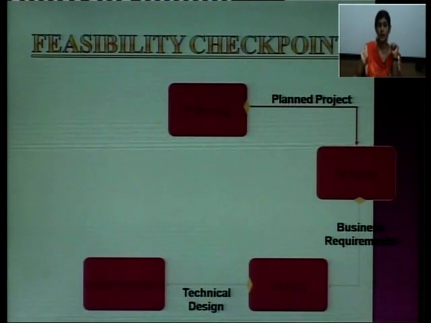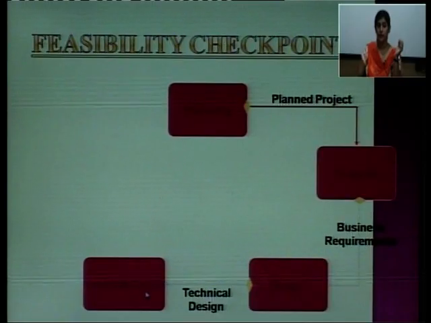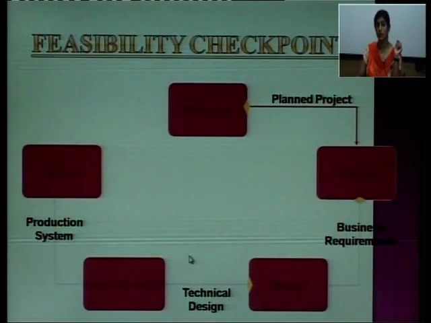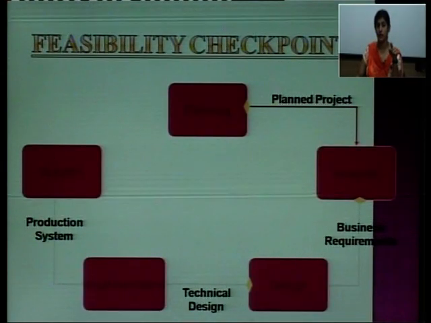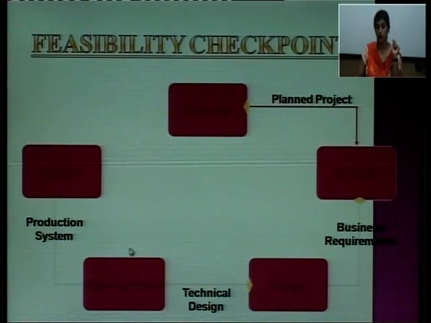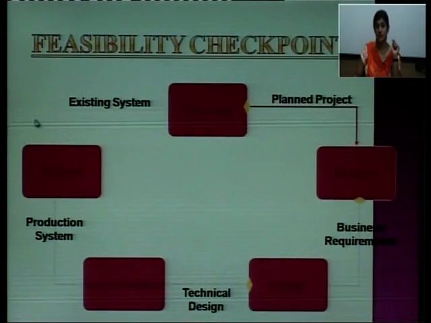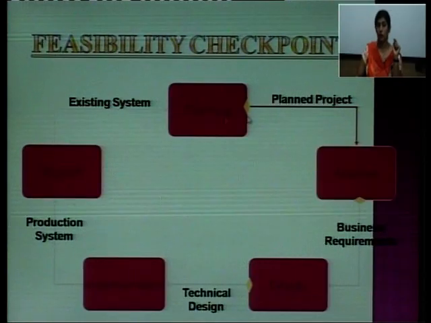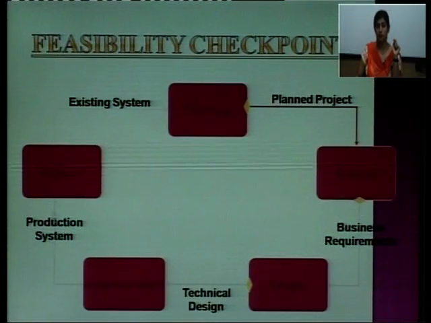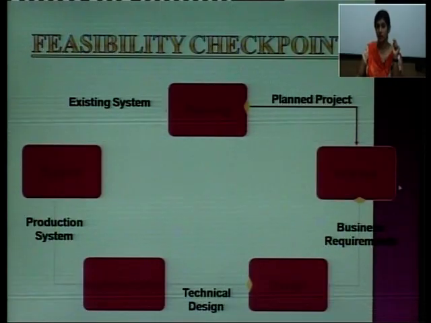Now next is technical design. Technical design means actual implementation of that system. Now next is product system, means providing support or the maintenance to that project that you have implemented here. Now the existing system must be there for the maintenance or for the support. Now on each point there is a feasibility check, where we check the feasibility.